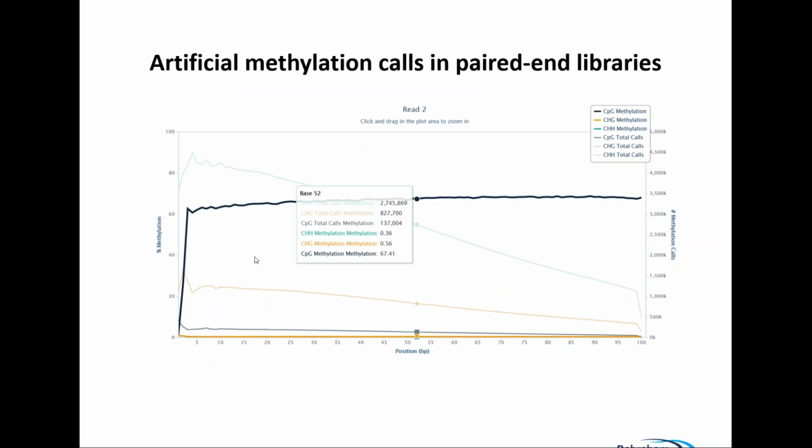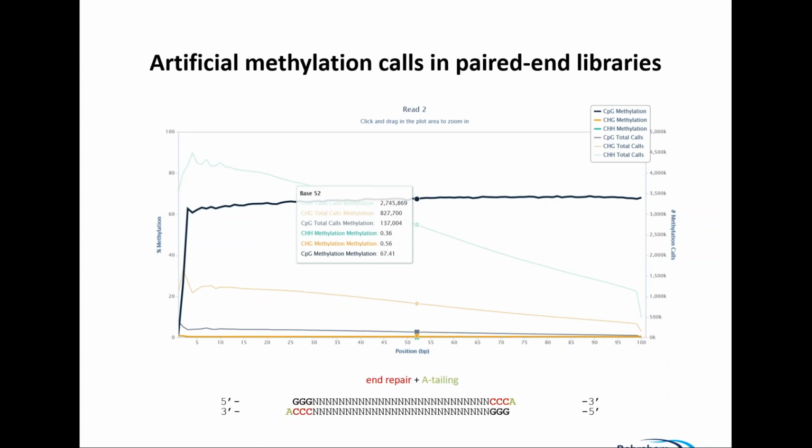This plot can also show you things like that. This is now read 2 of a paired-end sequencing, and you can see that overall the methylation level is fairly constant at around 65%. However, right at the start there is a steep drop, and at the very first positions the methylation looks very, very low. And again, there is no biological reason for this.